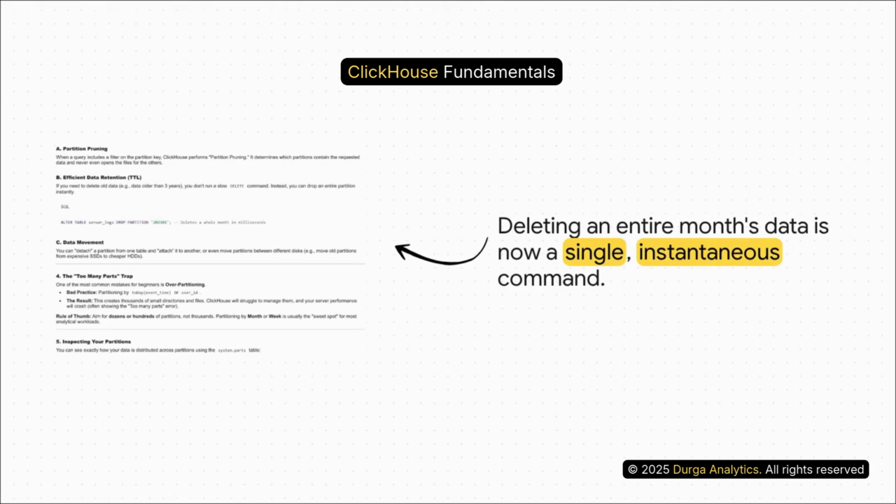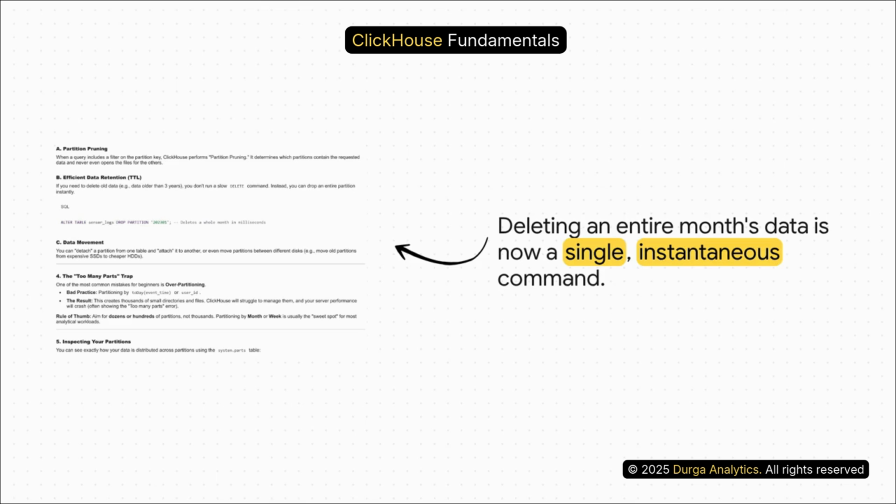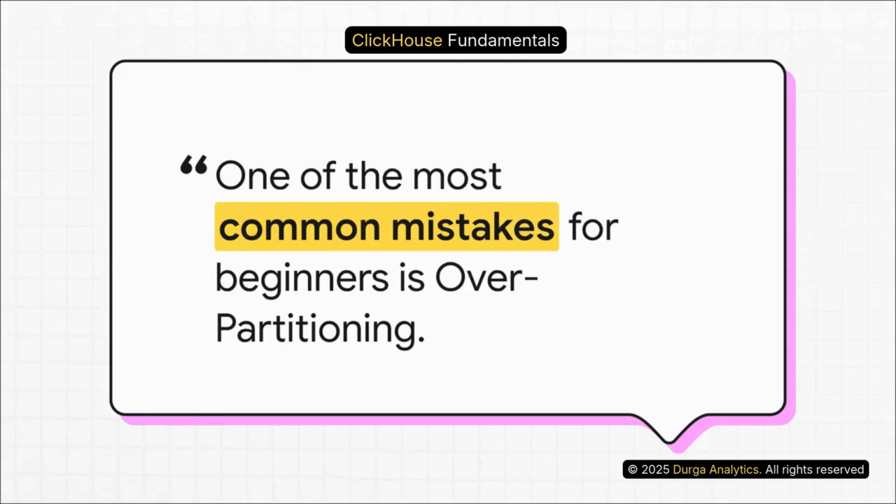Let's really look at that deletion superpower in action. Check out this command: alter table sensor_logs drop partition '2023-01'. This targets all the data for January 2023. And this isn't a slow row-by-row grind. It is a metadata operation. It's like flipping a switch that tells the file system that directory is just gone. It takes milliseconds, even if that partition held terabytes of data. It's a game changer.